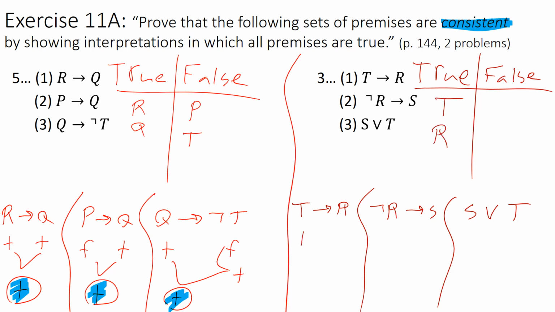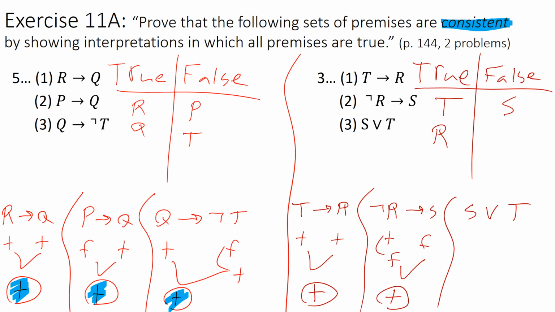So we have true, true, true antecedent, true consequent, true conditional, so true premise. The second premise we have if not R then S. R we've already said is true. That's being negated, so it's false. S can be true or false. I'll just say S is false. So we have false antecedent, false consequent, but the conditional is true.